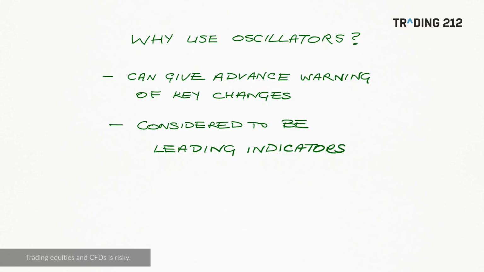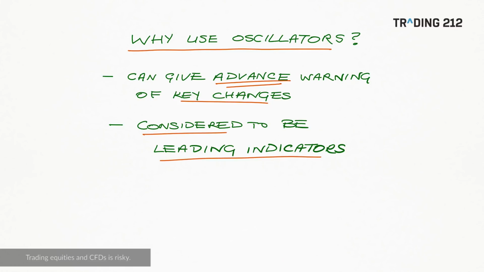Well, in our previous video, we talked about oscillators in a general sense. We talked about how they move, and we briefly introduced the concept of overbought and oversold, which we're going to return to later on in this video. So one important thing that we didn't cover in the previous video, and really this comes under the heading of why use oscillators, is that they can give advance warning of key changes. And this means that they're considered to be what we call leading indicators.